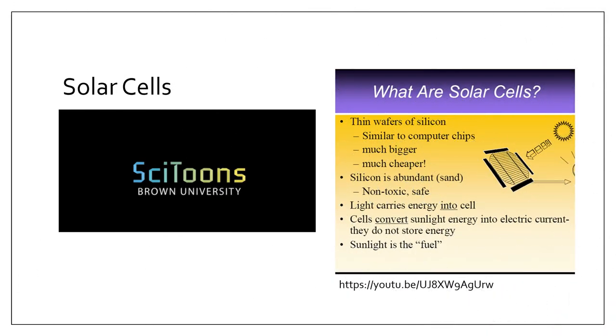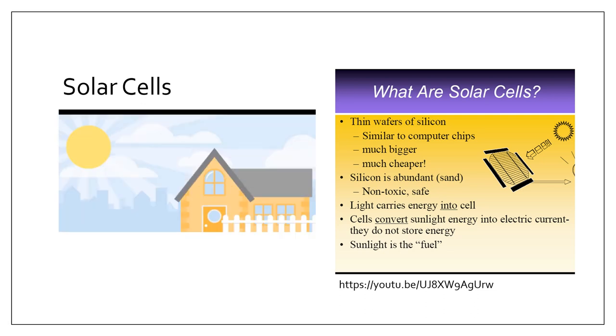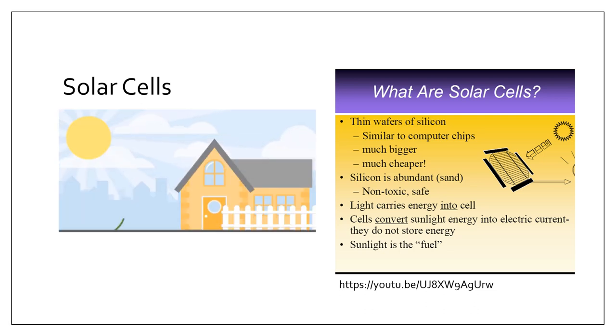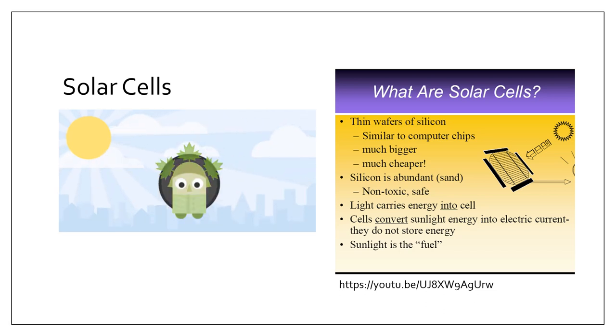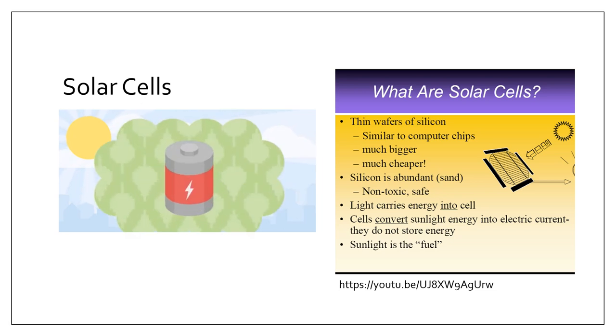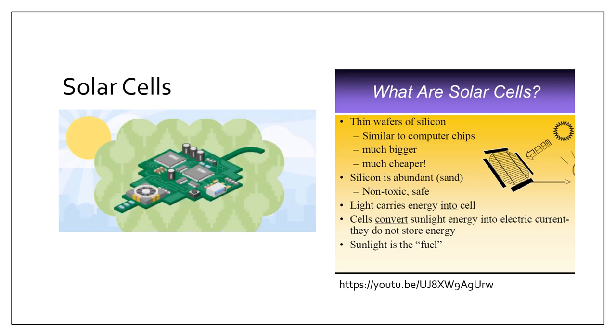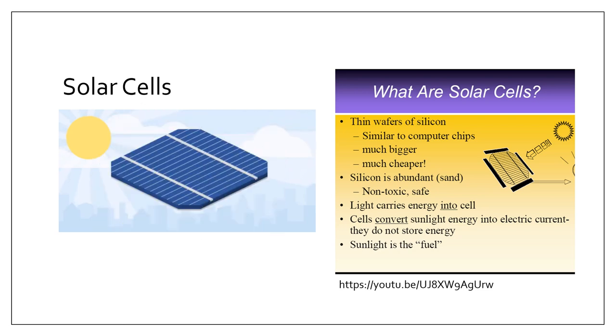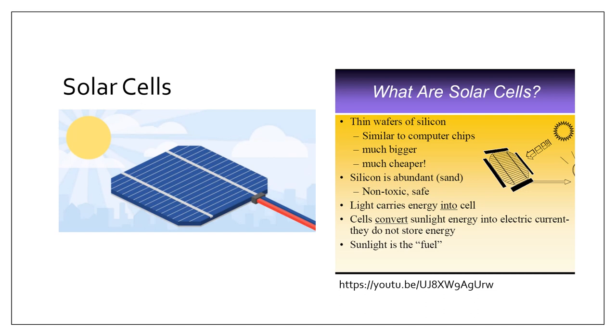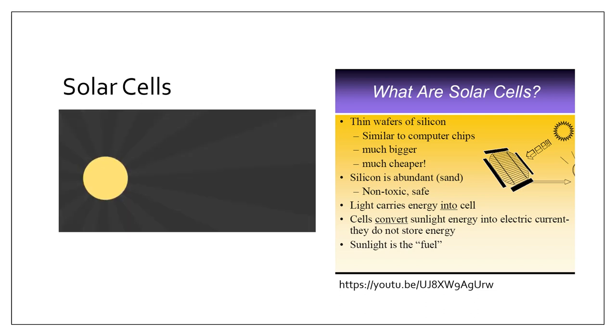So what are solar cells? They look like thin wafers, but they're made of silicon. And they look like, of course, computer chips. Of course, they're bigger than the chips, and cheaper, even if it's still expensive for us, but compared to the chips, cheaper. So silicon is abundant because it's just sand. They're not toxic, they're safe. So that's a good thing about using this material.